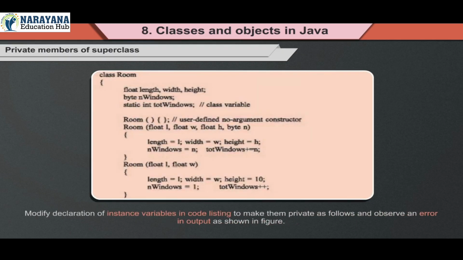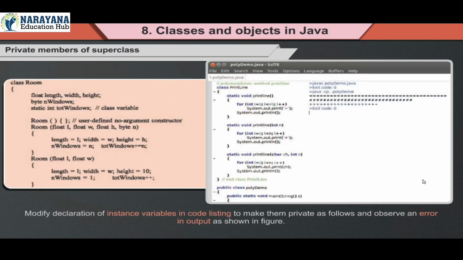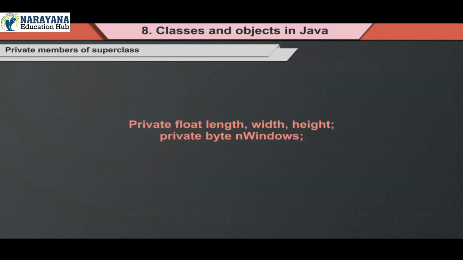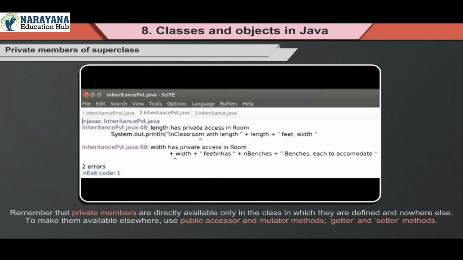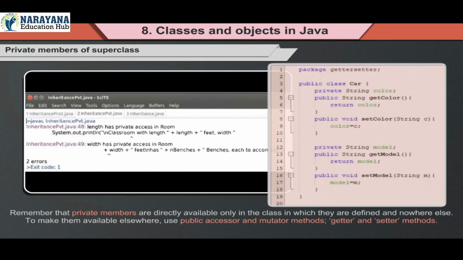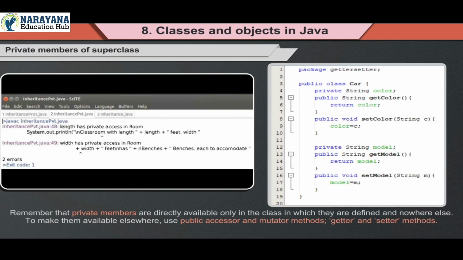Modify the declaration of instance variables in the code listing to make them private as follows, and observe an error in the output as shown in the figure. Private float length, width, height, private byte windows. Remember that private members are directly available only in the class in which they are defined and nowhere else. To make them available elsewhere, use public accessor and mutator methods, that is, getter and setter methods.